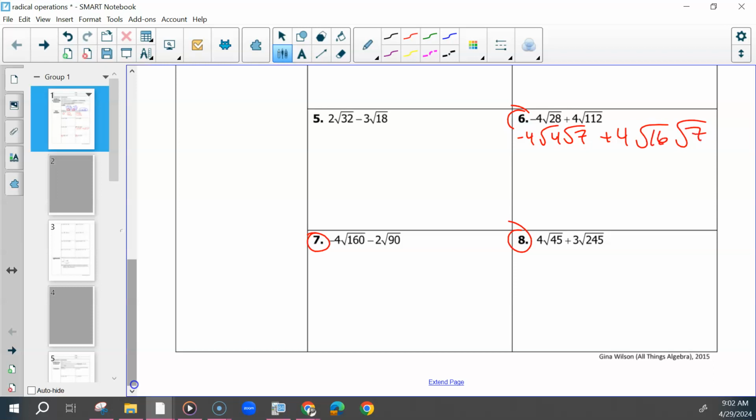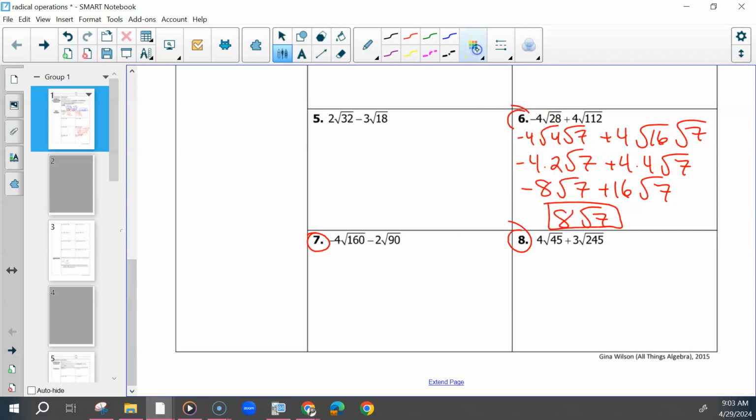So then if we break down the square root of 4, the square root of 16, we have negative 4 times 2 root 7 plus 4 times 4 root 7. Multiply both. Negative 8 root 7 plus 16 root 7. Now we have the same radicand. Combine those. What would our final answer be? 8 root 7, or 8 times the square root of 7, yes. Do you have any questions on that one?